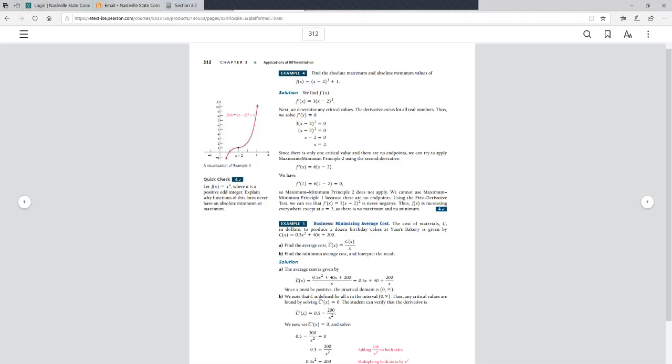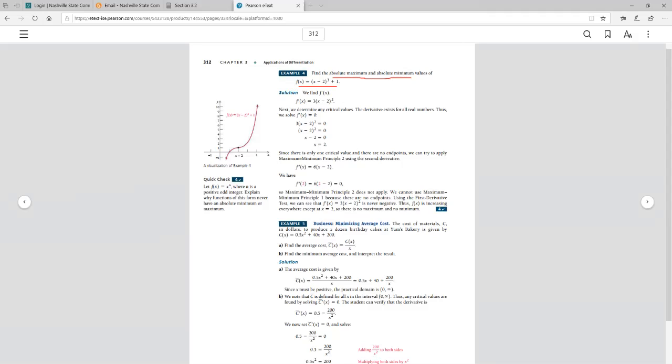Okay, let's investigate a couple of more problems here. Example 4. Find the absolute maximum and absolute minimum for this function here. This is a cubic, and it has a horizontal shift and a vertical shift. And we're just looking for the absolute maximum, absolute minimum values. And notice that we have an open interval here. This is not a closed interval. We have no solid dots anywhere. So this is an open interval.